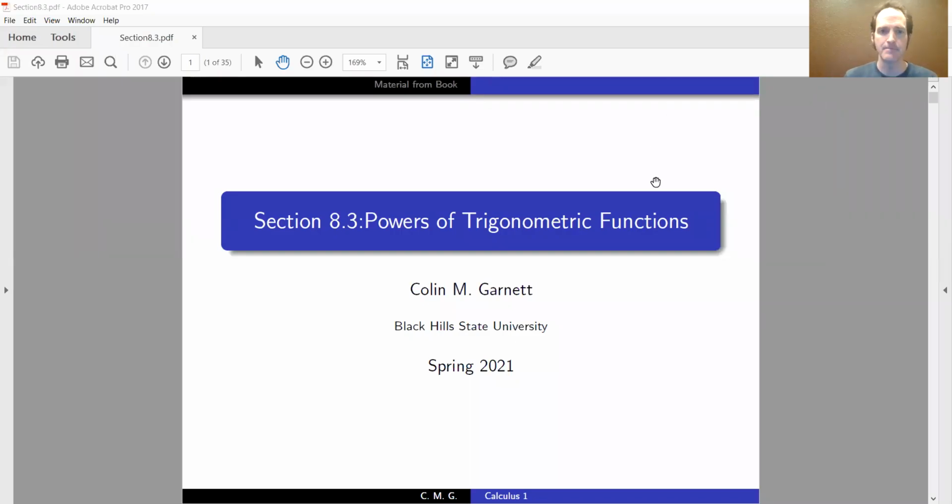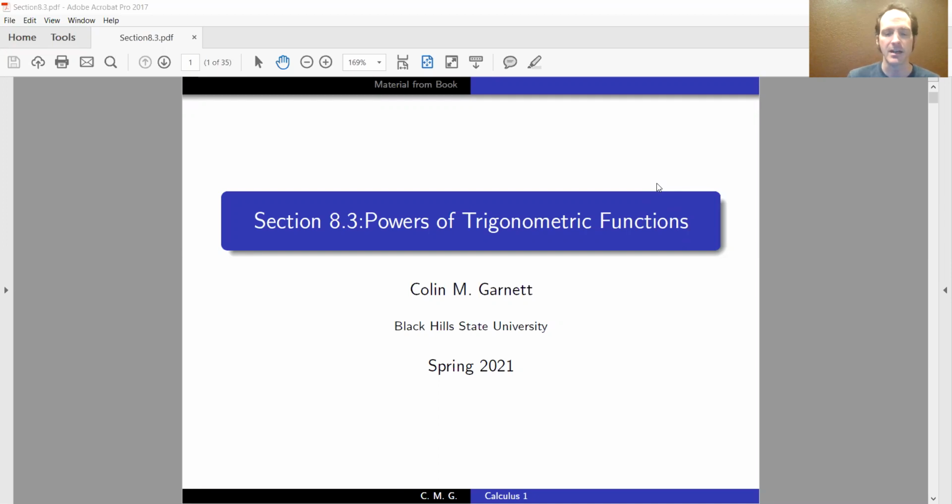Hi, today we're going to talk about integrating powers of trigonometric functions. To start, you might look at a power of a trigonometric function and think, oh, maybe I should do an integration by parts. But it turns out the integration by parts doesn't quite work out like we would hope.